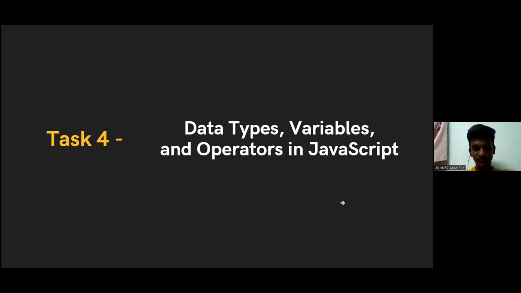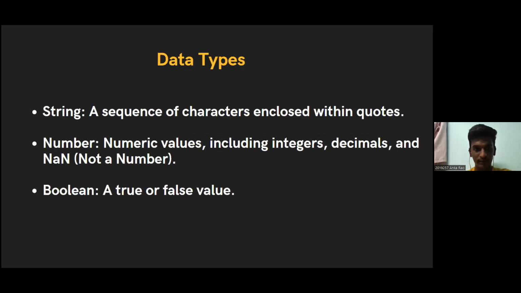Thank you, sir. The next task is data types, variables, and operators in JavaScript. Firstly, data types. In JavaScript, we have different data types. The first one is a string, a sequence of characters enclosed within quotes. In a string, we can give any names. Then we have number, which covers integers and numeric values. We can create variables of these data types and use them.